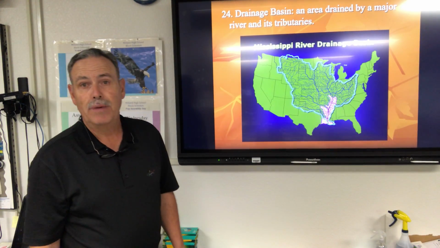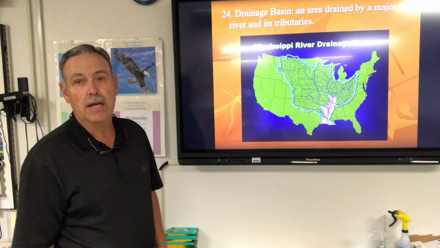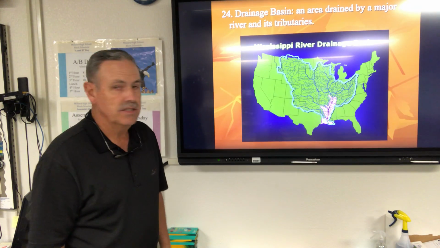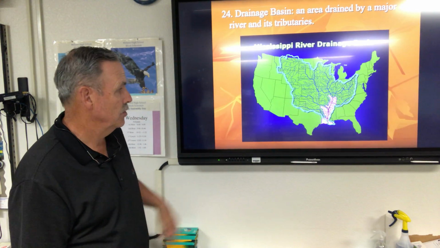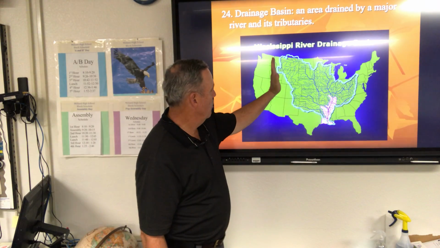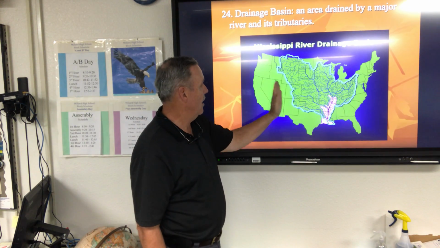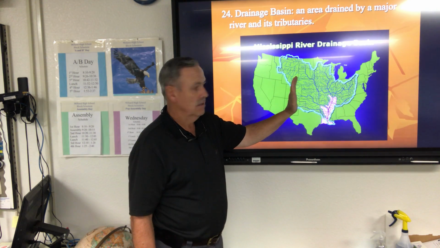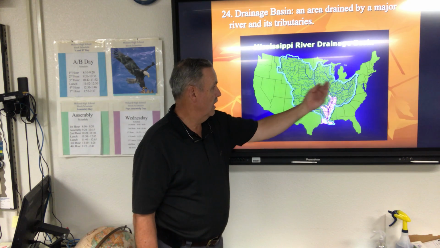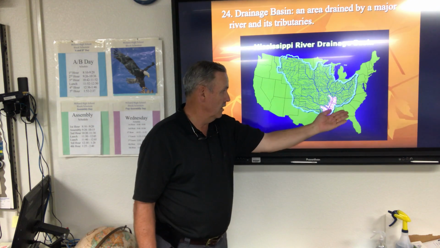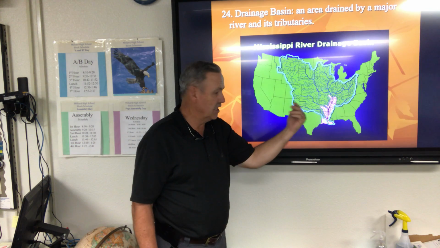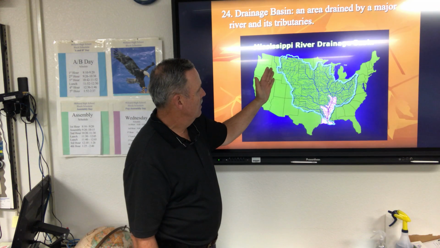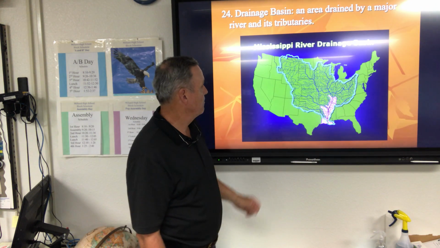We start out with a drainage basin. This is an area drained by a major river and all of its tributaries. And in this picture, we can see the Mississippi River drainage basin, which is huge. You go from the Rocky Mountains, the Continental Divide that sends everything east of the divide into the Mississippi River, and then you've got the Appalachian Continental Divide and everything west of that coming into the Mississippi River. In this picture you can see a lot of space is filled up with rivers.